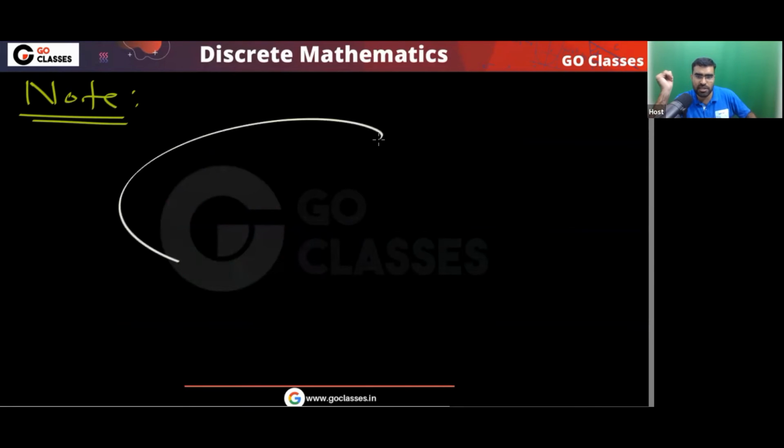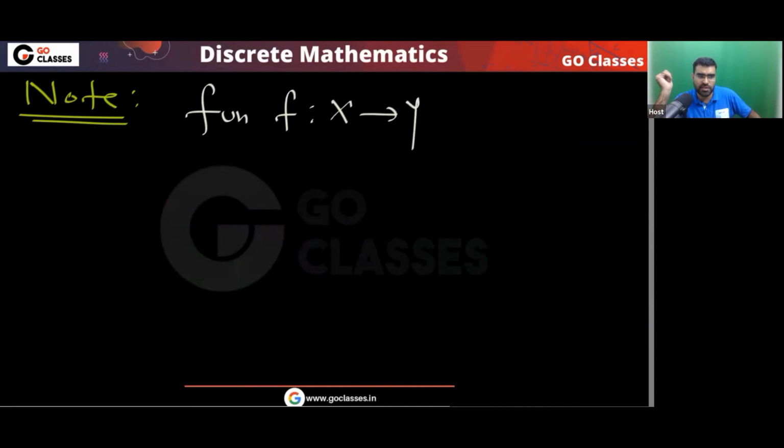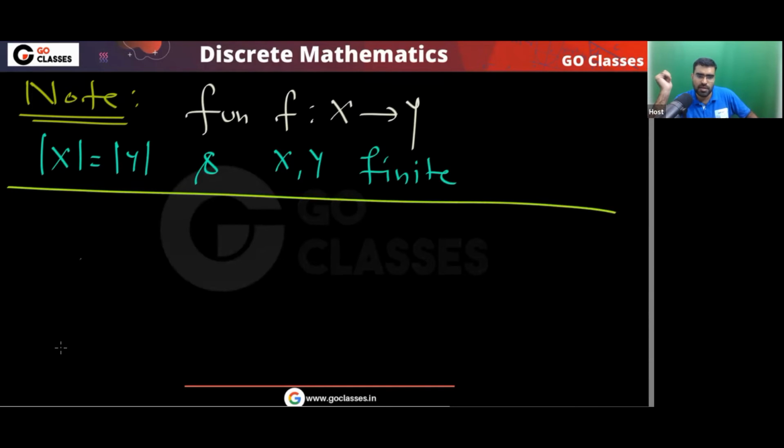But the point is, if your sets are finite, this is the point. So please take this note and write it in your notes also. This is very important, because in the GATE exam they can ask you some tricky question. So please understand that you have a function f from set x to set y. Let's assume that the cardinality of x is equal to the cardinality of y, and let's assume x, y are finite. If this is the situation, then what will happen?